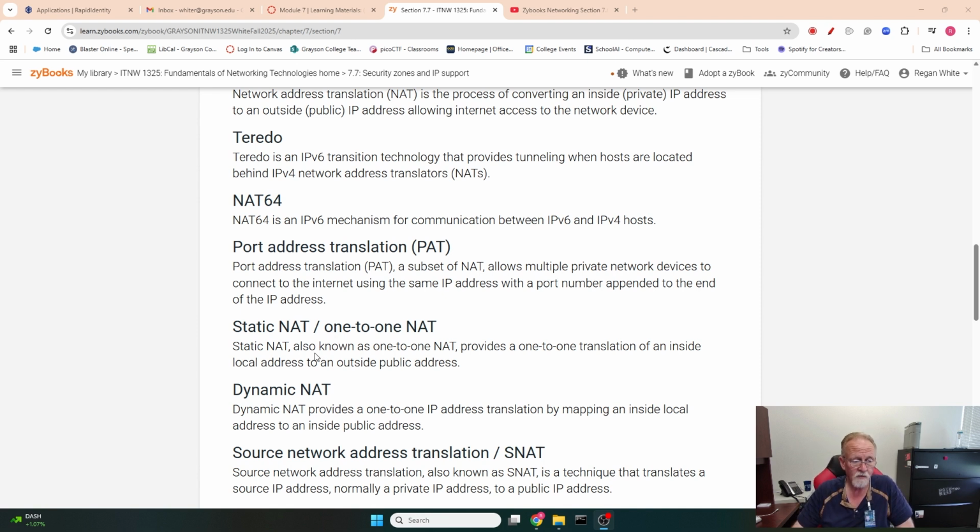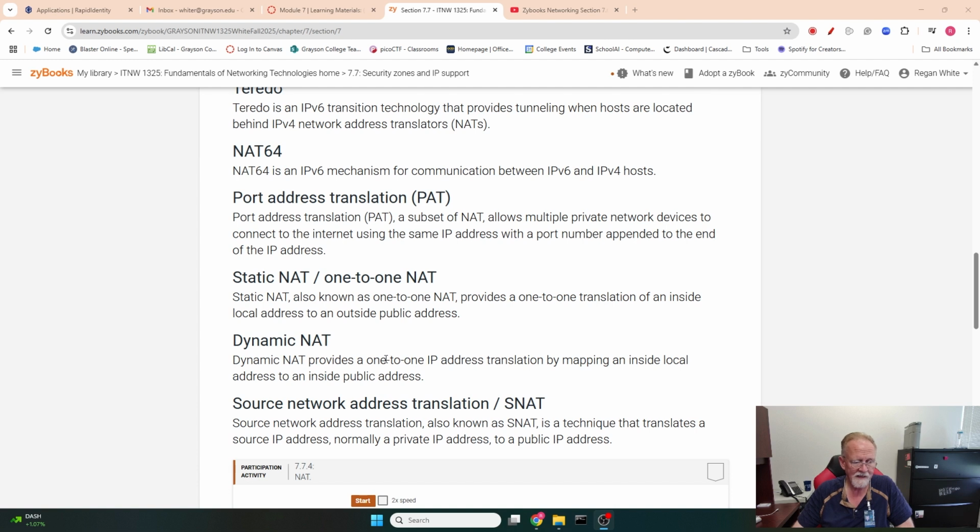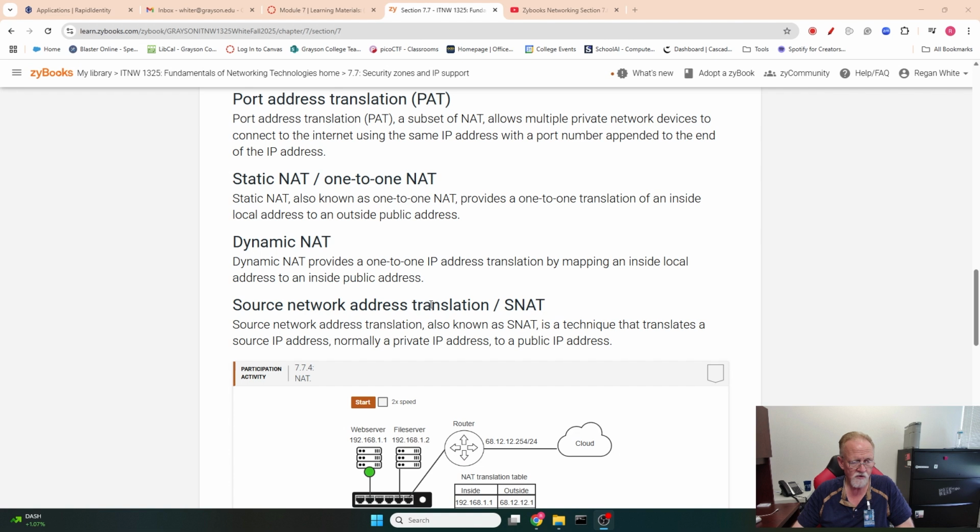Static NAT, known as one-to-one NAT, provides a one-to-one translation of an inside local address to an outside local address. Dynamic NAT provides a one-to-one IP address translation by mapping an inside local address to an inside public address. Source network address translation, or SNAT, is a technique that translates a source IP address, normally a private IP address, to a public one. Pardon me.